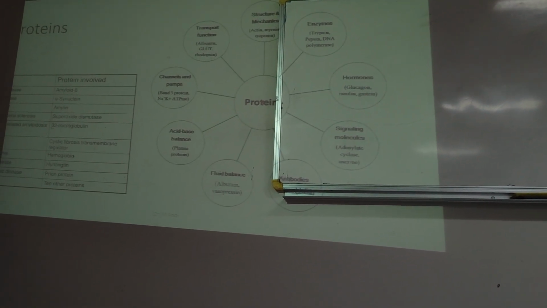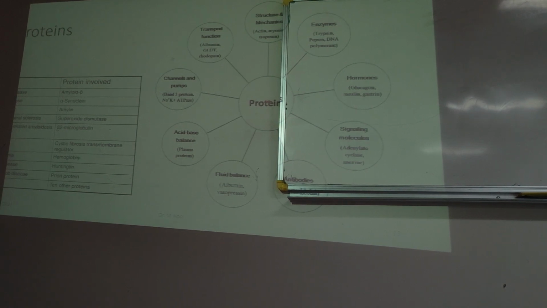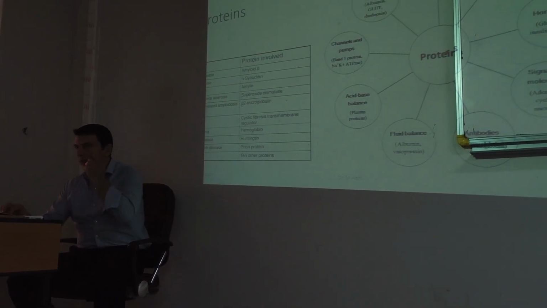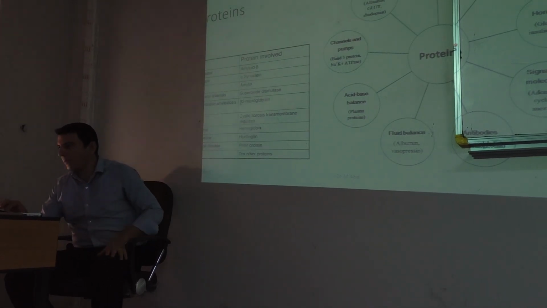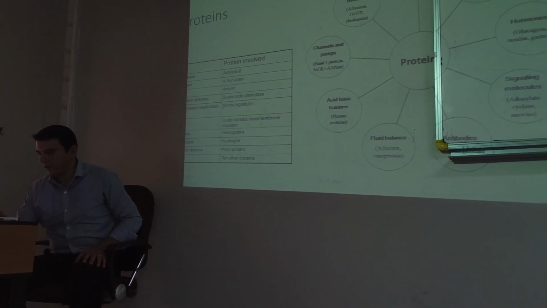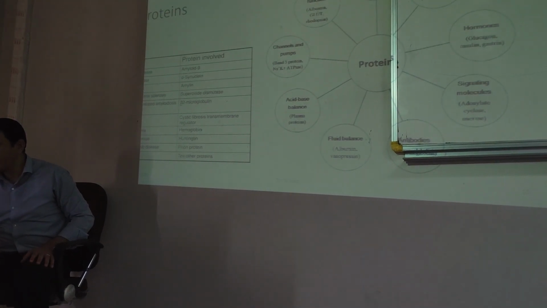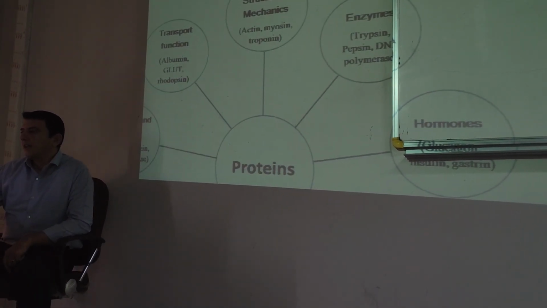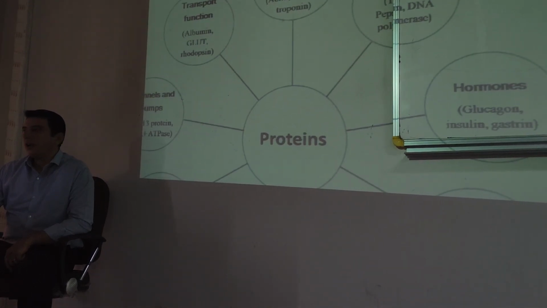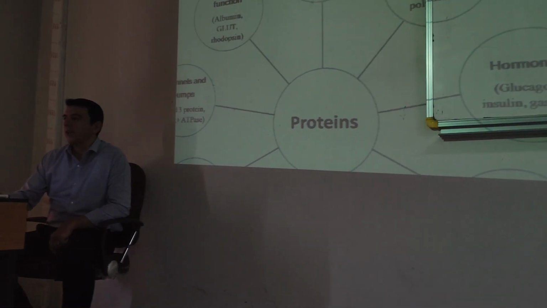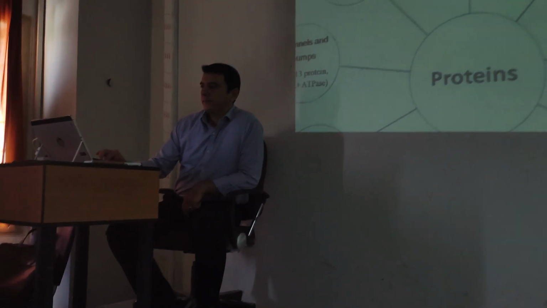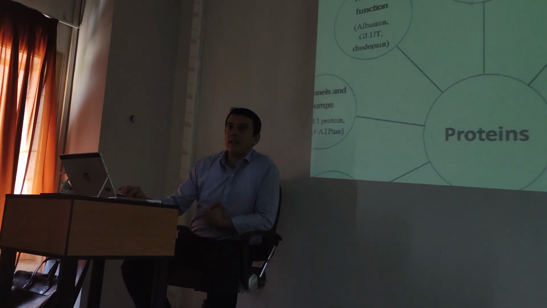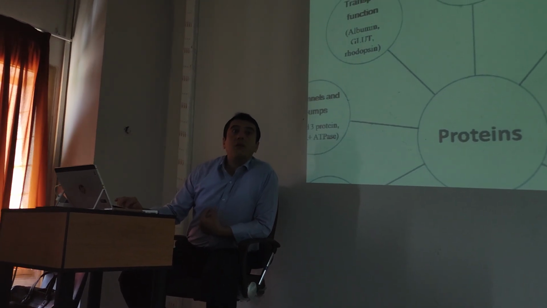Proteins have too many functions. These molecules are the most important molecules in our body. For example, there are some proteins which are involved in transportation, like albumin, a very important protein in our body, which is produced in our liver.